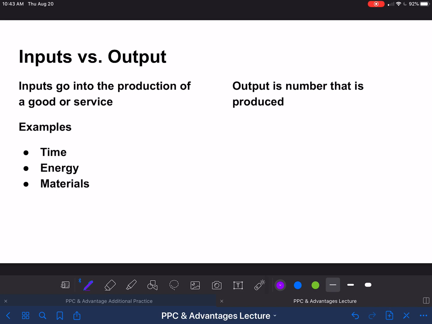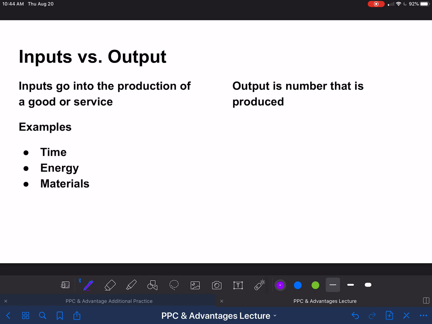So one thing we need to kind of keep in the back of our minds when we're talking about trade advantages is, are we talking about inputs or outputs on our production possibilities curve? So inputs go into the production of a service or good. So that would be time, energy, materials. So back to the Tom and Lisa example, it takes Tom 1 minute. Well, a minute is a form of time. Lisa takes 2 minutes to make 1 shirt. Again, time. So that's all inputs.